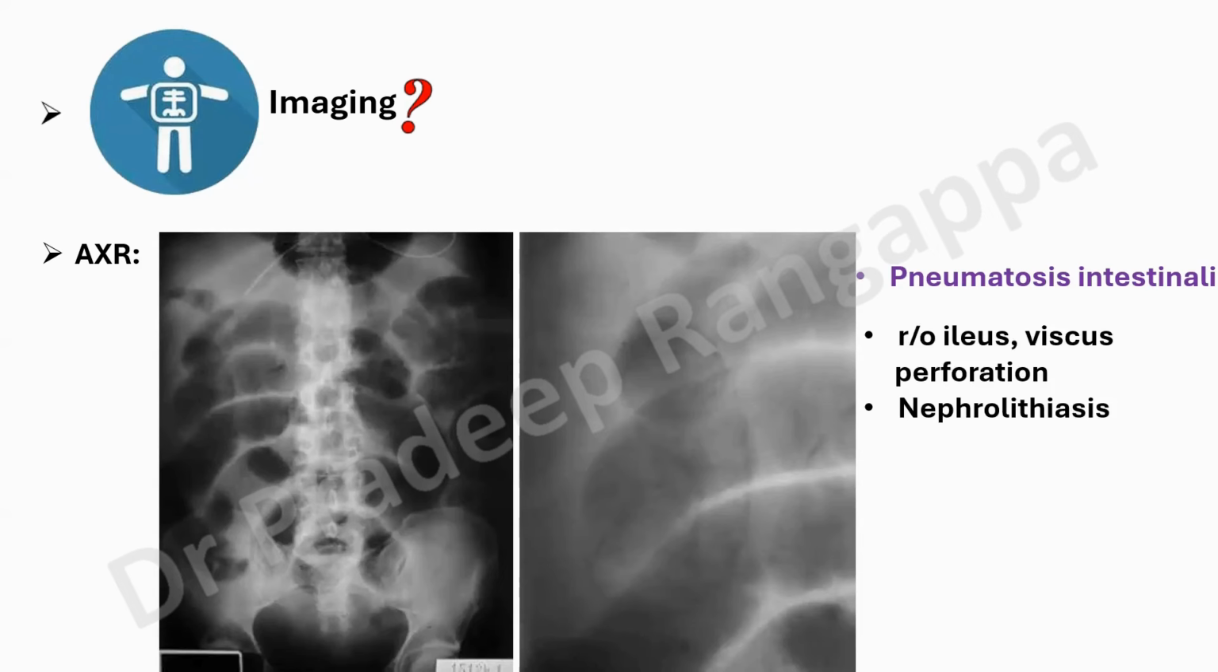And this abdominal X-ray helps you to rule out ileus or hollow viscus perforation, especially when you have air under the diaphragm, or sometimes renal calculi also could be identified. Of course, this X-ray has low sensitivity in establishing the diagnosis.